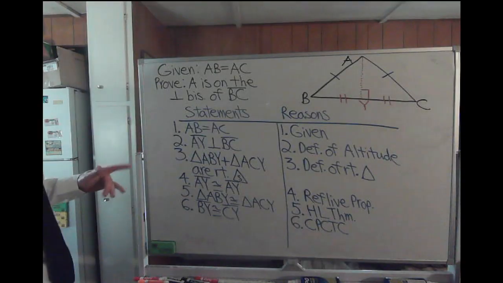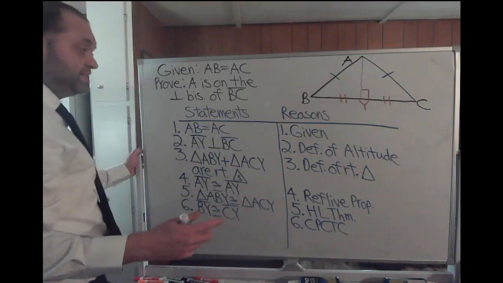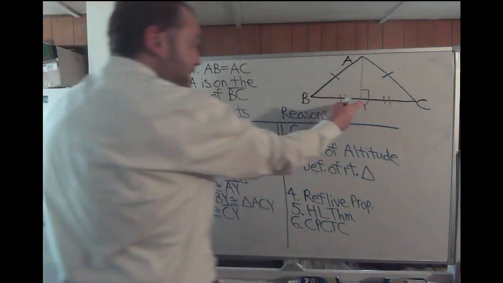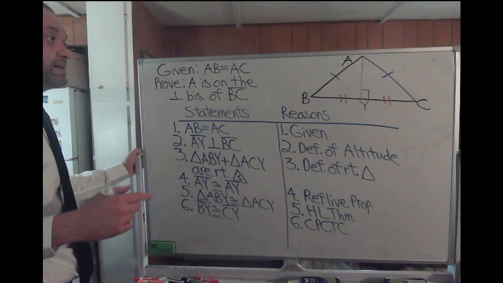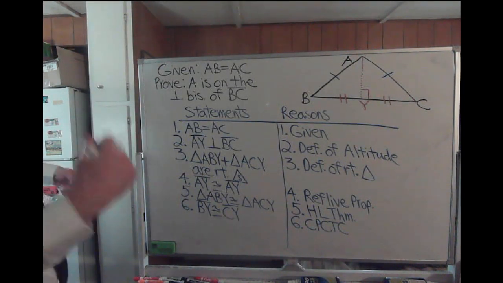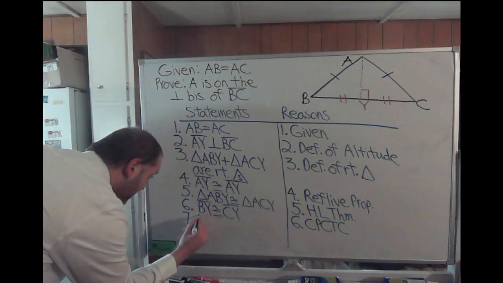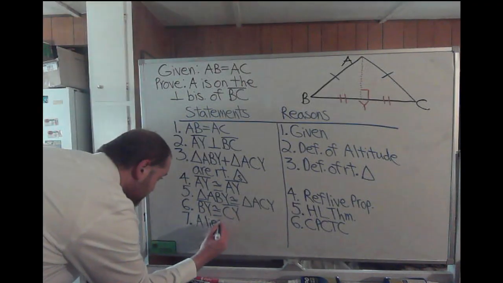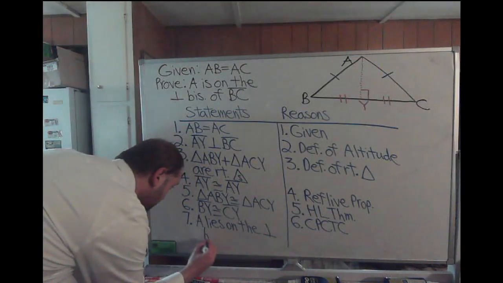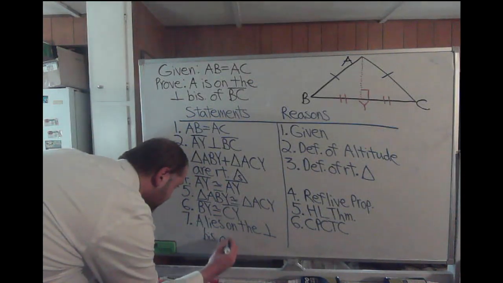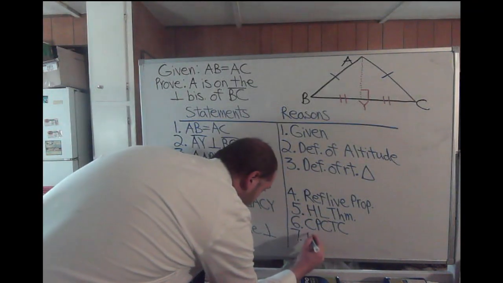So now we have not only that AY is perpendicular to BC, but point Y is the segment bisector, and A lies on the perpendicular bisector of BC by the definition of perpendicular bisector. So we can now prove that A lies on the perpendicular bisector of BC by the definition of perpendicular bisector.